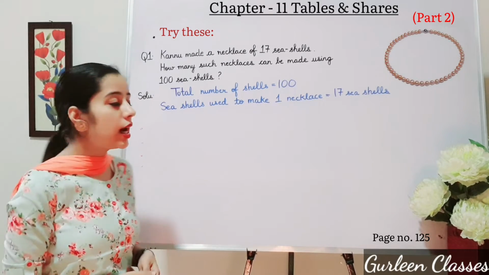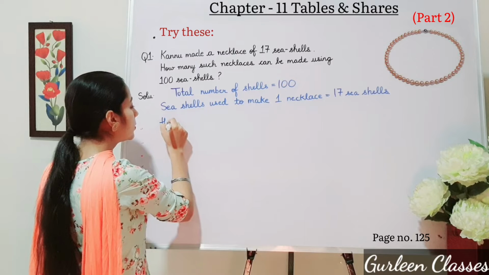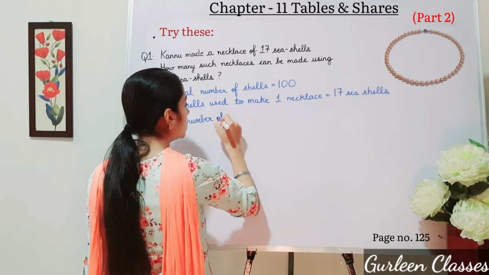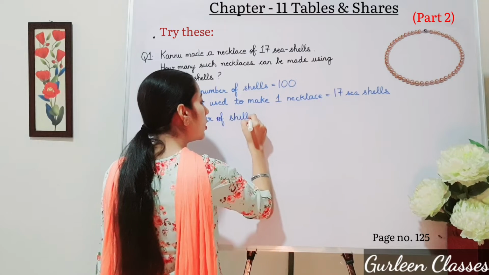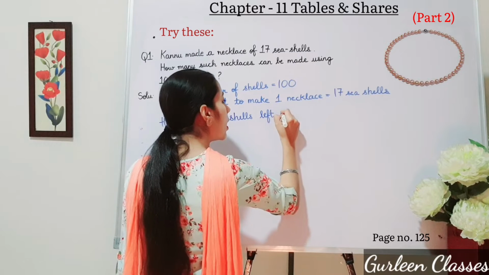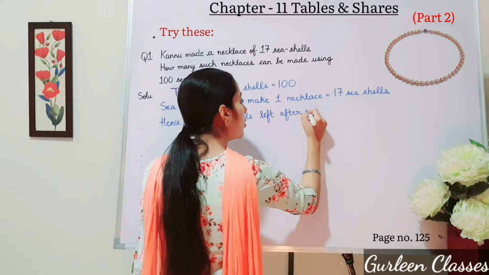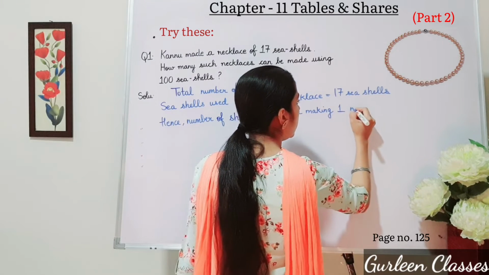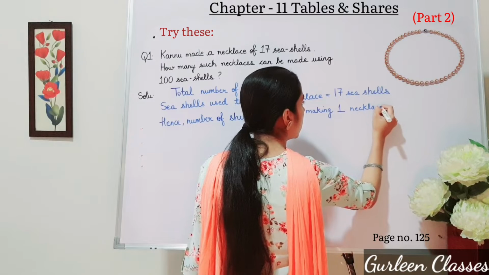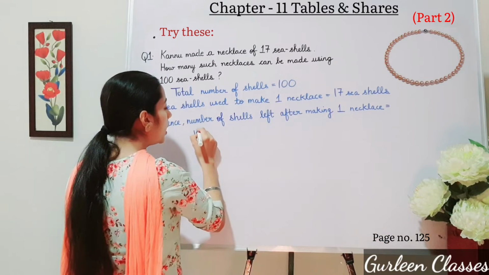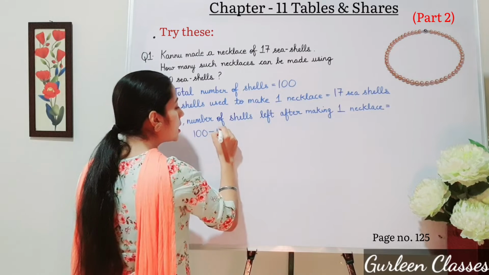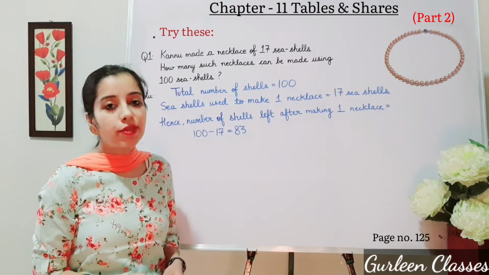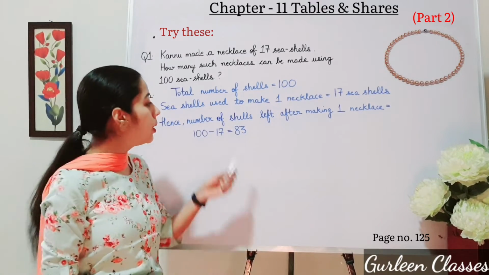So now let us find out. Hence, number of shells left after making one necklace is equal to 100 minus 17, that is equal to 83. So number of shells left after making one necklace is equal to 83.